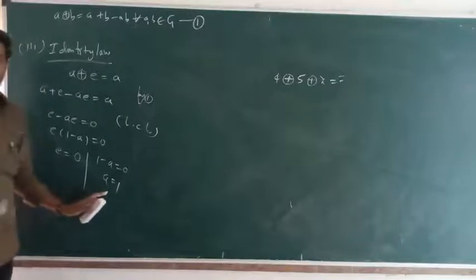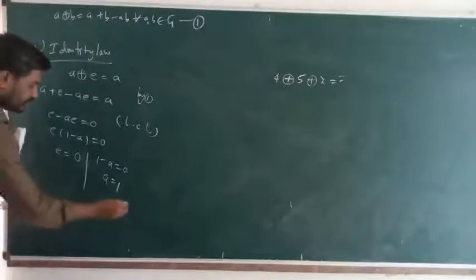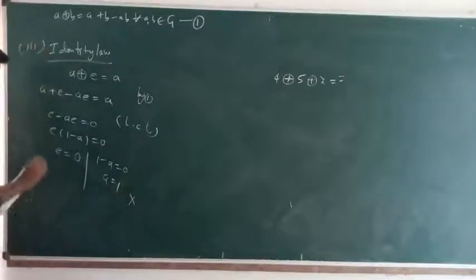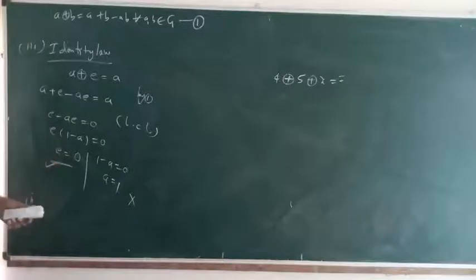But the starting condition is given: any element does not equal 1. But this side gives A equal to 1, so this case is not taken. Only this element you can select. So the final element E equal to 0. In this question, the identity element E equal to 0 is possible.